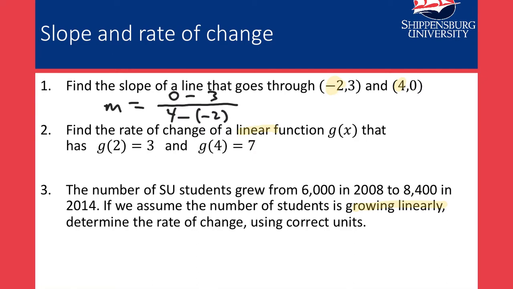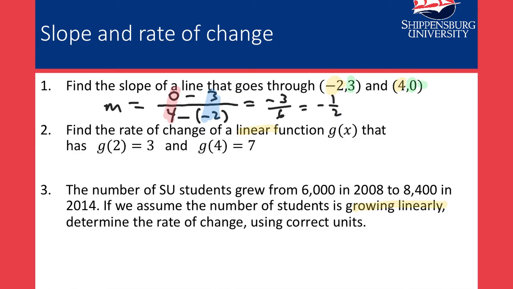So in the y-coordinates, I have the 3 and the 0, and the main thing is I have to combine them in the same order. So these two things go together. Those are the same point 4, 0, and these two guys go together to point -2, 3. So as long as the order is the same, then it doesn't matter which order you use. So this will be -3 on the top and 6 on the bottom, and that's -1/2.